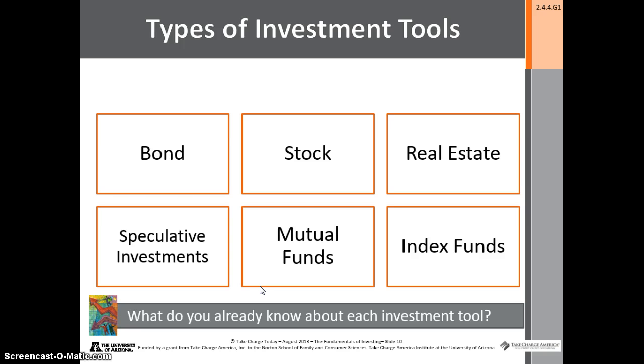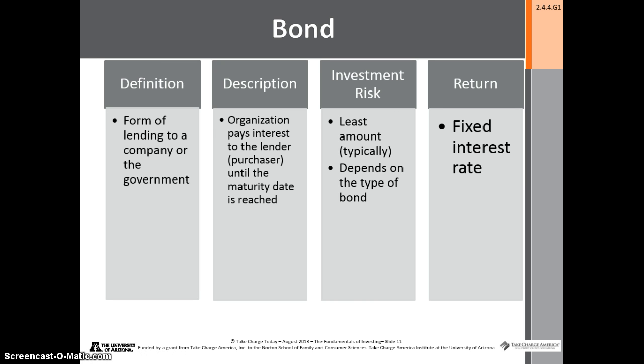The investment tools are different than the savings tools that we just learned. You just recently watched some videos on some of these, so hopefully you have a little prior knowledge going into this. What is a bond? A bond is a form of lending to a company or the government. This is government issued. Bonds have the least amount of investment risk compared to other tools because they are purchased with fixed interest rates.